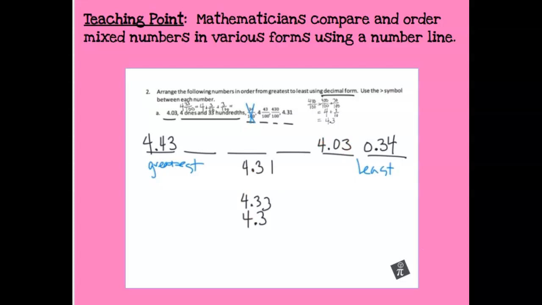Now we've got these last ones here, and we can see that they all have 4 in the ones place. They all have 3 in the tenths place. But this one has nothing in the hundredths place. This has 3 and this has 1. So that immediately tells us that this one is the least, followed by this one, and this one was the most of those final 3. And we now have sorted them from greatest to least.